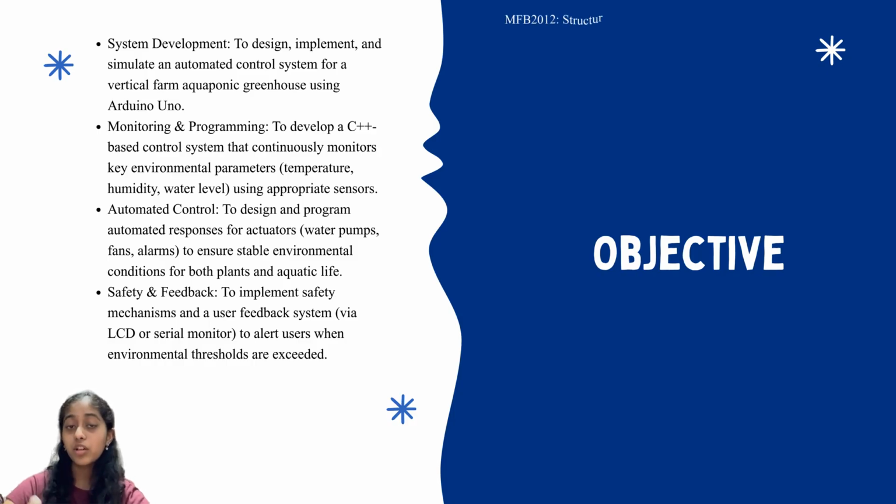Next, we will look at the 4 objectives of our project. The first one is the system development. We have to design, implement, and simulate an automated control system for a vertical farm aquaponic greenhouse using the Arduino Uno system. The second is the monitoring and programming. We have to develop a C++-based control system that will continuously monitor key environmental parameters, such as temperature, humidity, and water level. All of this should be done using the appropriate sensors.